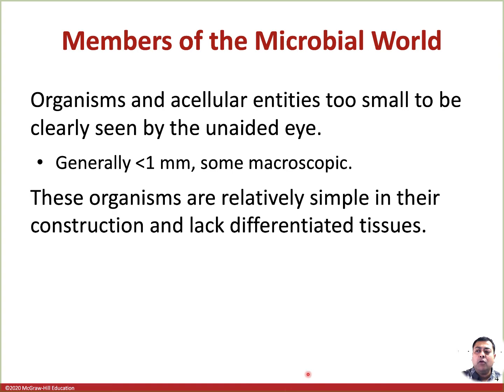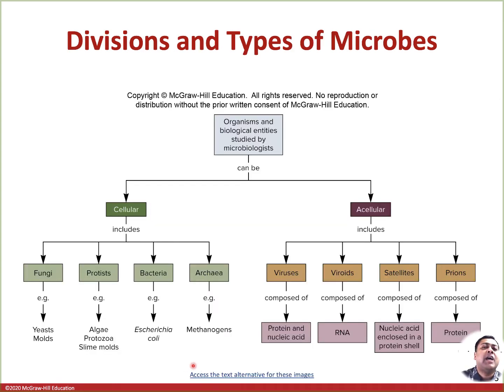So now let's take a look at, just bear with me with the mouse, the division and the types of the microbes. The organisms, the biological entities studied by the microbiologist, can be in a cellular form. What do you mean by that? They do have a cellular structure. We already learned that they have to have a plasma membrane which encompasses some kind of cytoplasm.